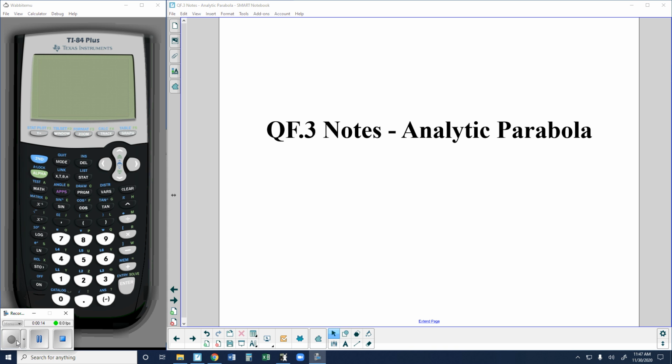So hopefully at this point you have taken a look at the introductory video that I posted about the Newtonian telescope. What the Newtonian telescope gives us is one example of a real-life application for a parabola, a three-dimensional parabola. And when we build parabolas, we sometimes build them with quadratic functions, as we have looked at in section QF2, but more often we start looking at the analytic parabola, where we incorporate things such as the focus and the directrix to create this curve.